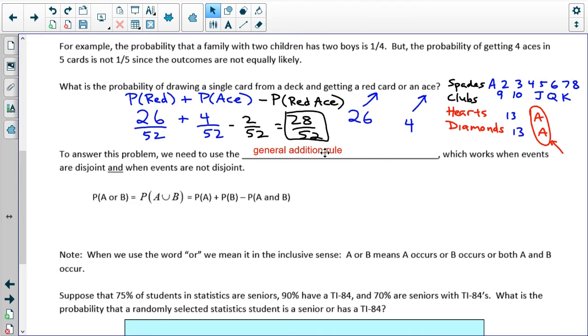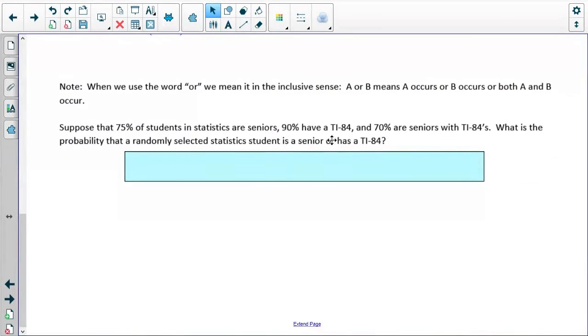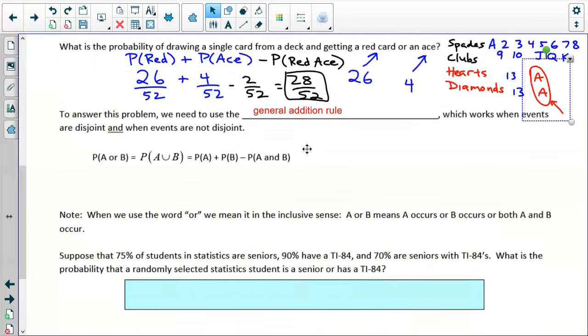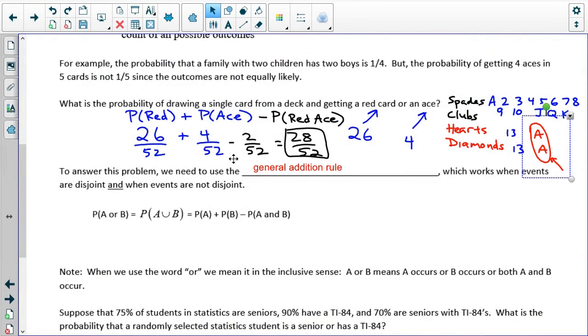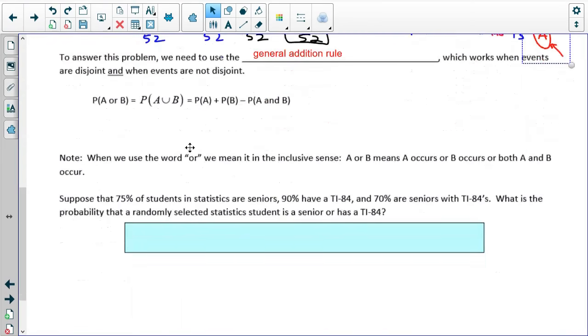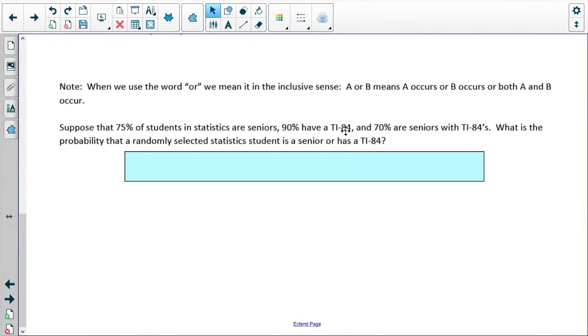To answer this problem, we need the general addition rule. So that is the probability of A or B is equal to the probability of A plus the probability of B minus the probability of both. That's because the both is double counted. And one more note, when we use the word or, we mean it in the inclusive sense. So when we say or, we're saying red or ace or both of them. That's why we have to subtract the both because those were counted twice. So that's what or means in statistics.